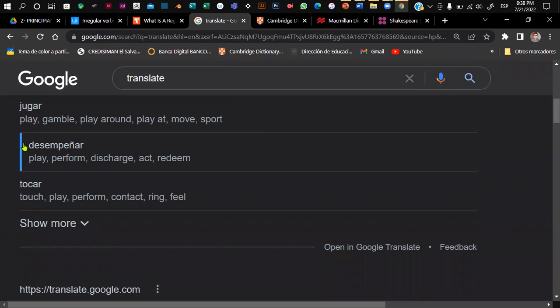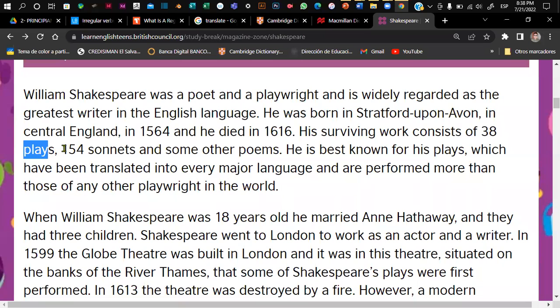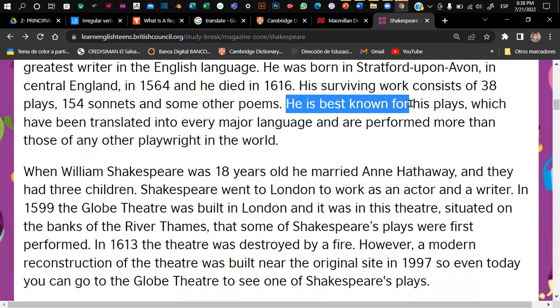Play is also the verb. Let's see the noun. Obra. Obras. Yes, obras, in the theater environment, en el ambiente del teatro. And 154 sonnets and some other poems. He's best known for his plays, which have been.